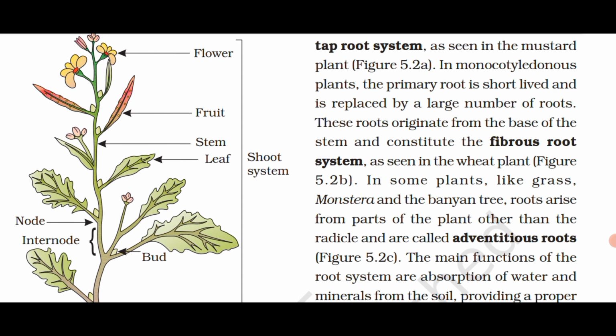In monocotyledonous plants, the primary root is short-lived and is replaced by a large number of roots. These roots originate from the base of the stem and constitute the fibrous root system, as seen in the wheat plant. In some plants like grass, Monstera, and the banyan tree, roots arise from parts of the plant other than the radicle and are called adventitious roots.